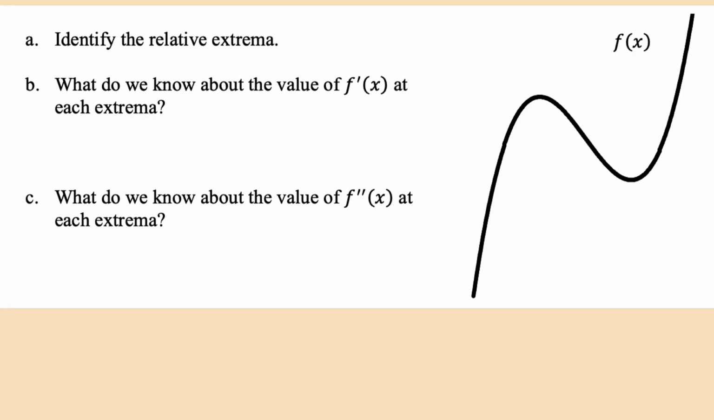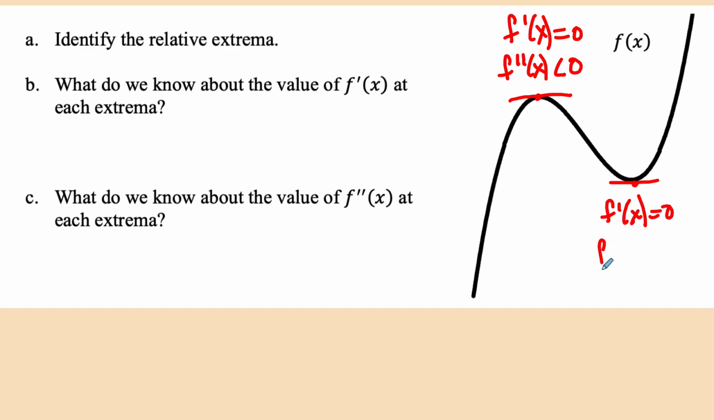Let's take a look at identifying the extrema in this graph right here. So at this point right here, I know something about the first derivative. The first derivative right here is equal to 0. And I also know something about the second derivative. The second derivative, notice it's concave down, so that's less than 0. And this is a relative max. On this relative min, again, the first derivative is equal to 0. And the second derivative, because at that point it's concave up, that will be greater than 0. And this is a relative min.